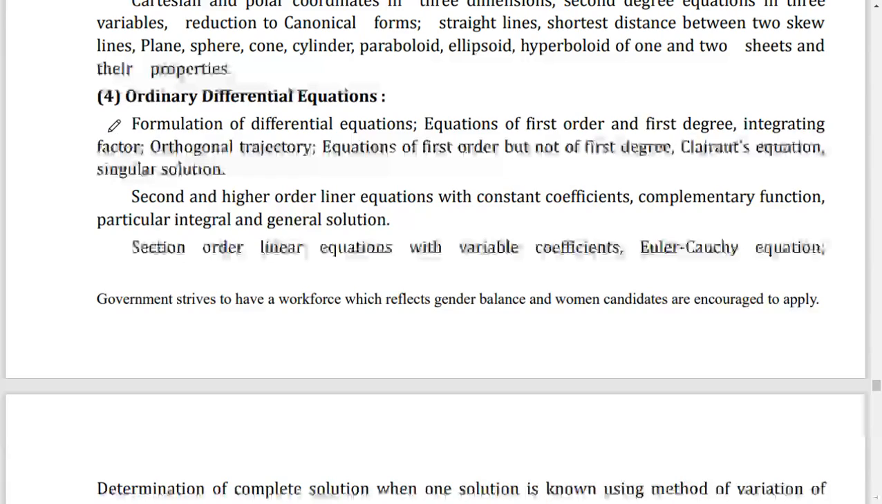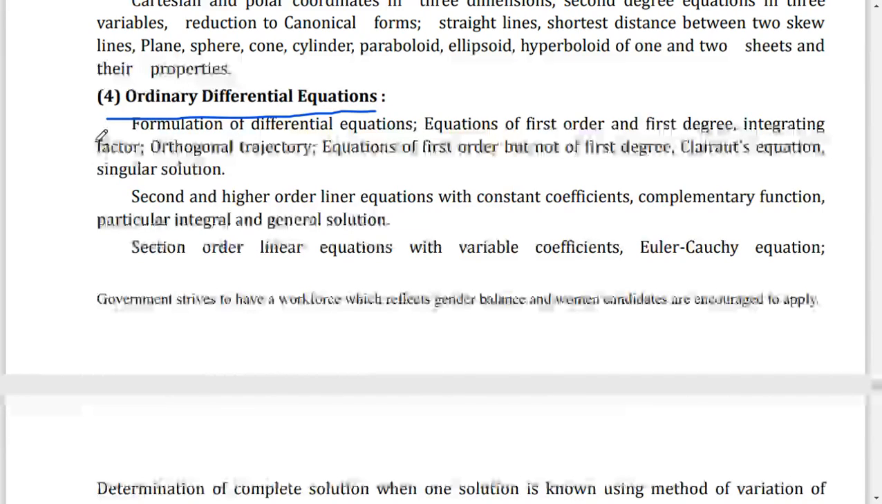4. Ordinary Differential Equations. Formulation of differential equations, equations of first order and first degree, integrating factor, orthogonal trajectory, equations of first order but not of first degree, Clairaut's equation, singular solution.